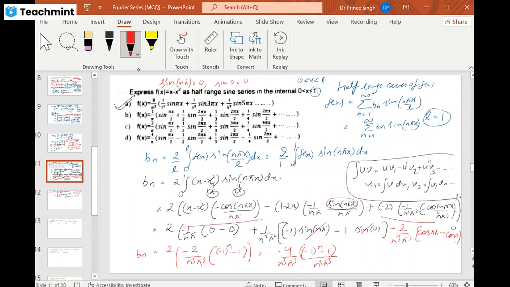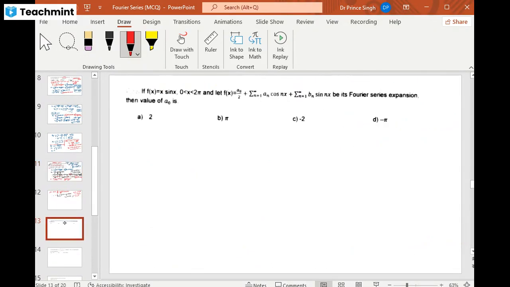And from here only you can identify that the correct option is option A only, because in the rest of these three terms there is only linear power of coefficients. But only in this particular part we have a cubic power. So from here you can conclude that the correct option is option A. Right? Okay, let us move to the next question.